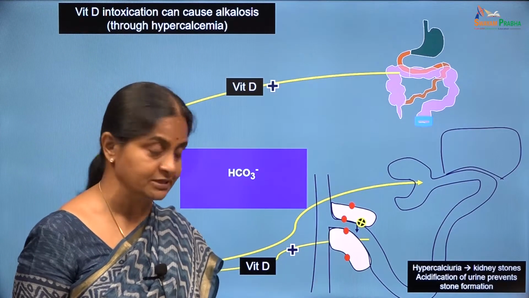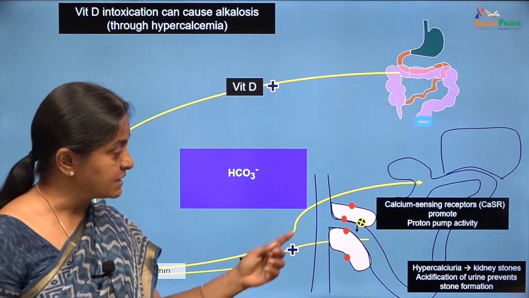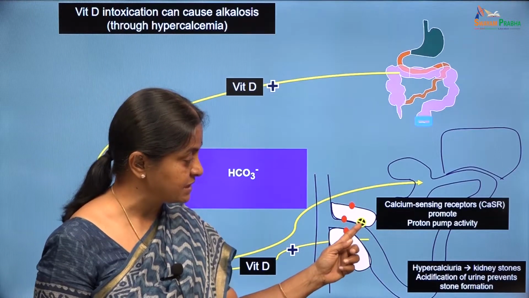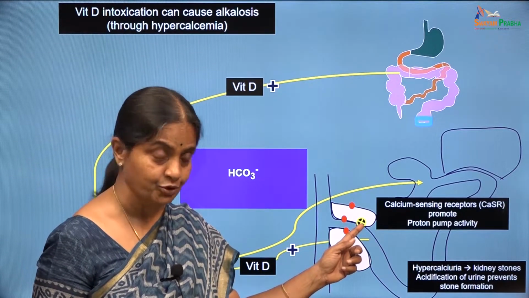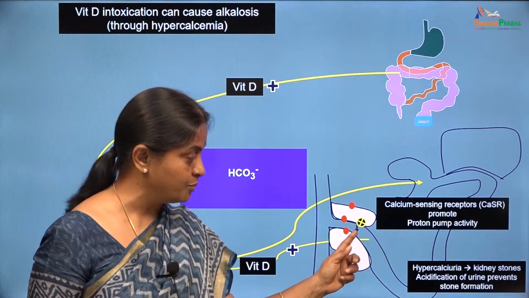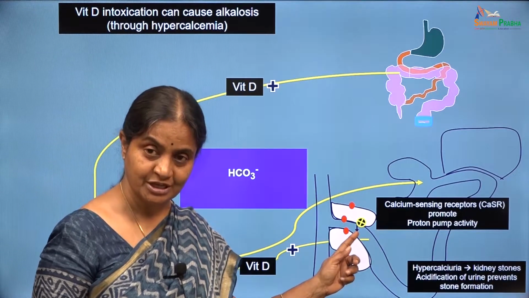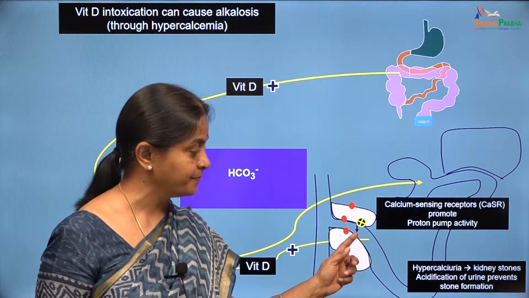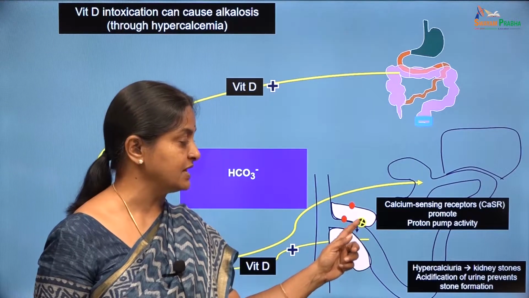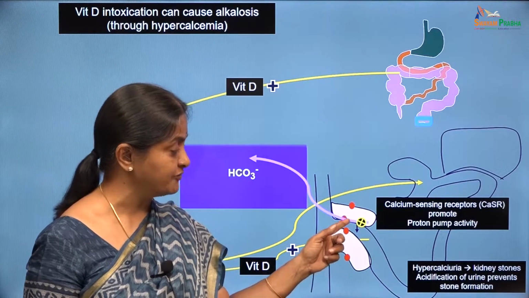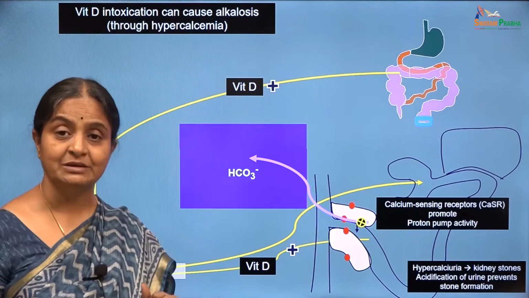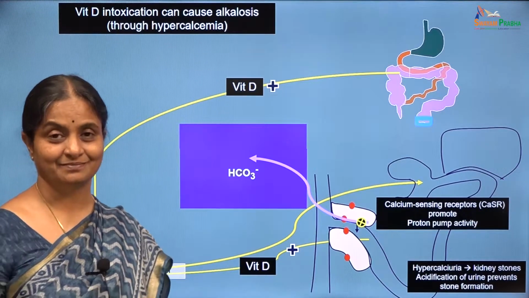present in the distal tubular cell. These calcium sensing receptors can promote the activity of the proton pump and therefore push more protons into urine so as to acidify urine. And that will result in enhanced bicarbonate formation and therefore serum bicarbonate goes up.